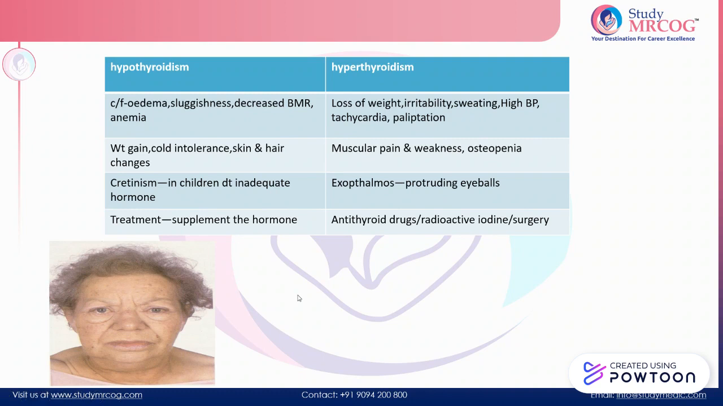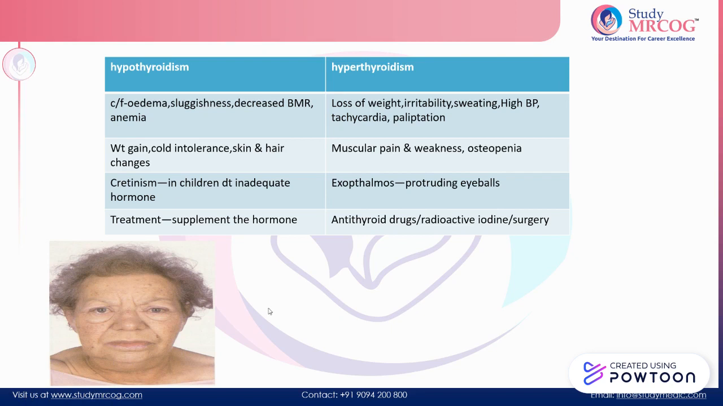There is edema, sluggishness, there is weight gain because of the decreased BMR, there is anemia because no production of erythropoietin, then there is cold intolerance, and you get skin and hair changes. So you can see the typical pores, dry hair, and the eyebrows also, the lateral third of the eyebrows are lost. Now, whenever there is too less of thyroid hormone at birth or in the fetus, there is presence of a condition that is called as cretinism. Because there is deficiency of the hormone, the treatment obviously is supplement the hormone.